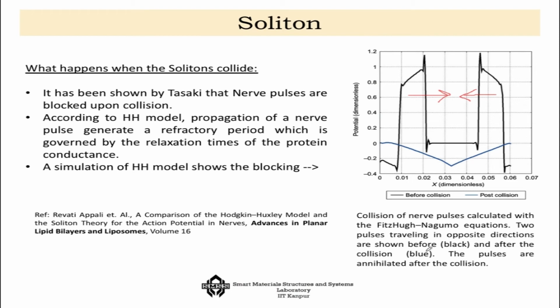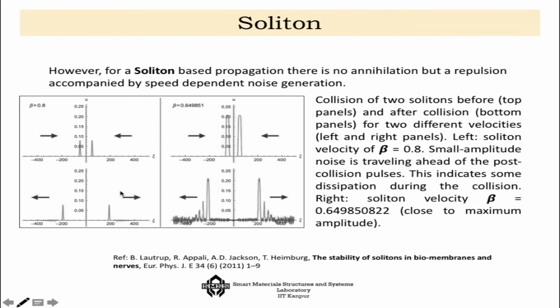Now if you use, on the other hand, a simpler form, which is the Hodgkin-Huxley equation, then with two pulses traveling in opposite directions, before and after, you may see that the pulses are going to annihilate after the collision. Whereas for this kind of system, this kind of annihilation does not actually happen. They can actually pass through each other. So that is something that is still not explainable through the soliton model.